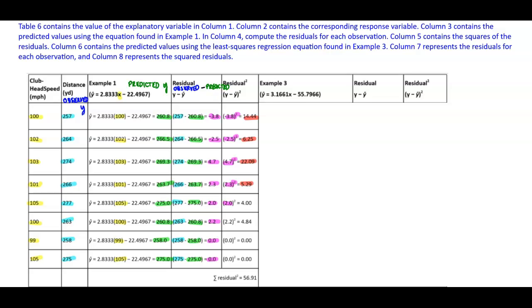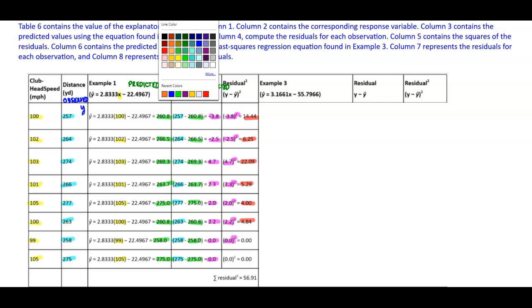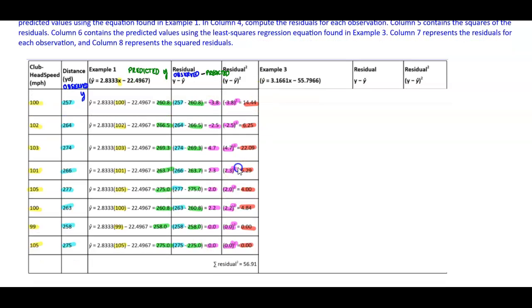Next, we take the residual of 2.0 and square it to give us 4.00. Next, the residual of 2.2 squared is going to give us 4.84. The residual of 0 squared is going to give us 0. And the residual again of 0 squared is going to give us 0. Okay? Now, what we need to do is find the sum of this column. So we're going to add up all of these values. And down here, the sum of the residuals squared is going to be 56.91 for this example one.